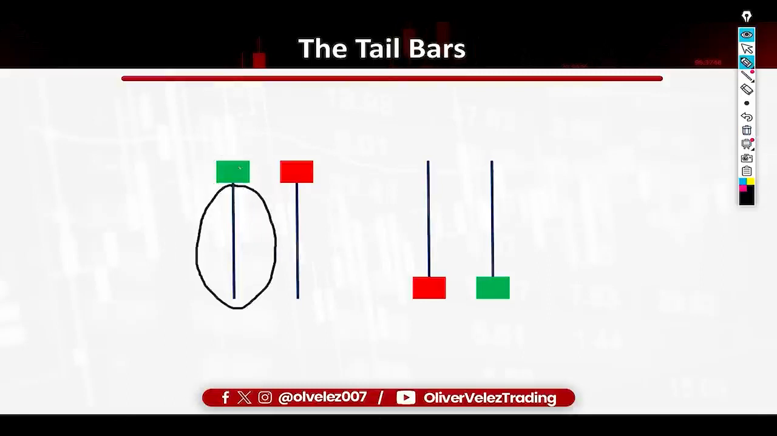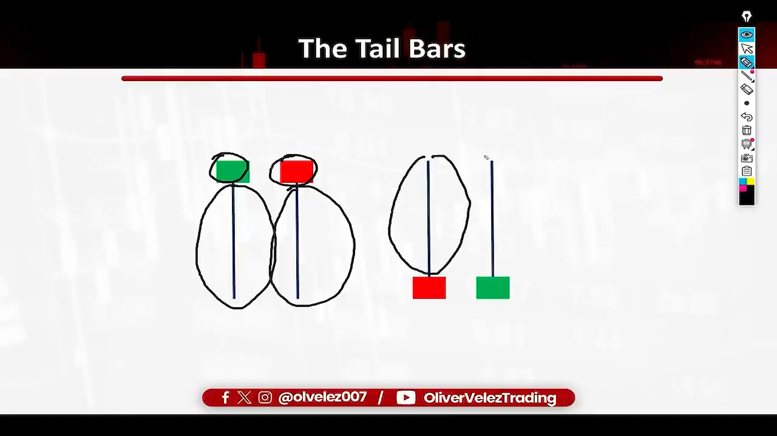So it's almost like a snowman. All right? Almost like a snowman, where your tail represents the vast majority of the bar's range. The head or the body, whether it's green at the top or red at the top, represents the smallest part of the body. Then you have your topping tail bars, right? This is where the tail is at the top of the bar. And so it's an upside down snowman, where the tail represents the vast majority of the bar's range, but the body being at the bottom, whether it's green or red, represents the smallest part of the bar's range.